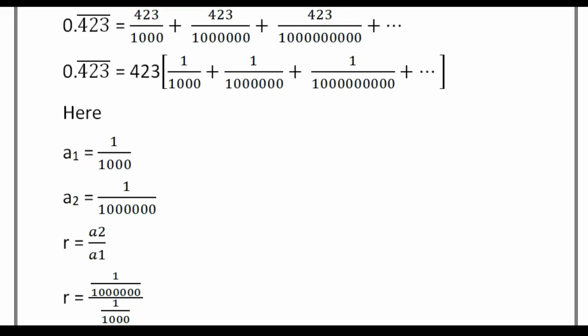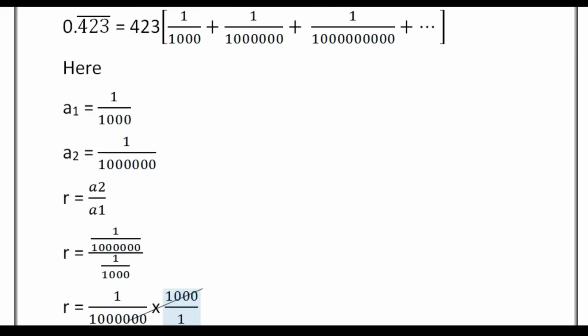So by taking the reciprocal of the denominator fraction, that is 1 divided by 10 power 6 multiplied by 1000 divided by 1, so the zeros cancel. So r is equal to 1 divided by 1000.